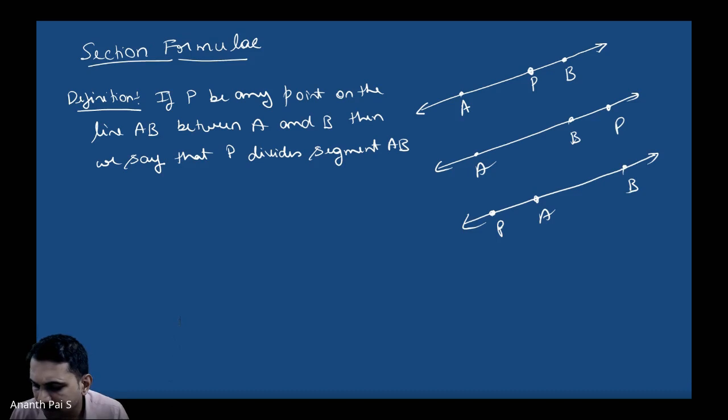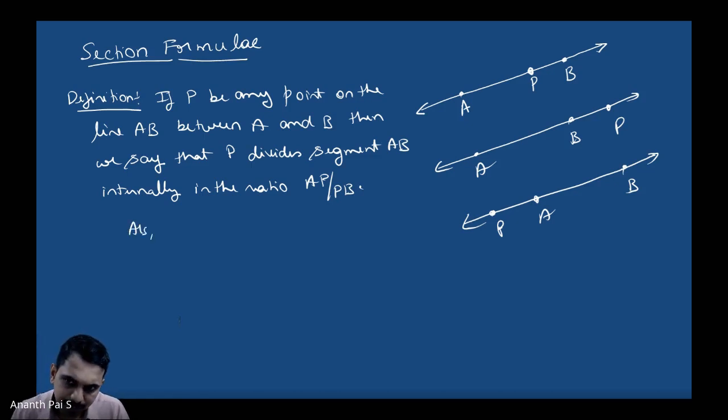P divides segment AB internally, in the ratio AP by PB.